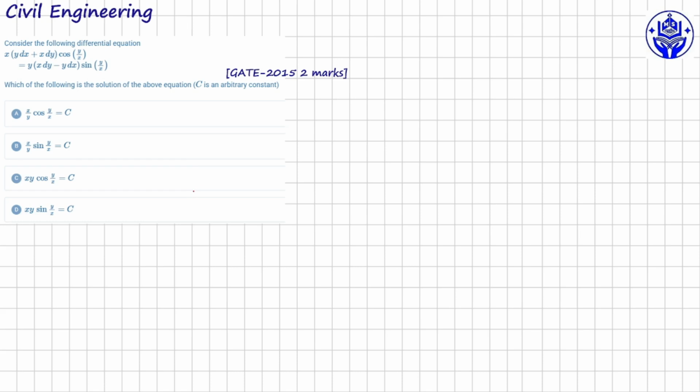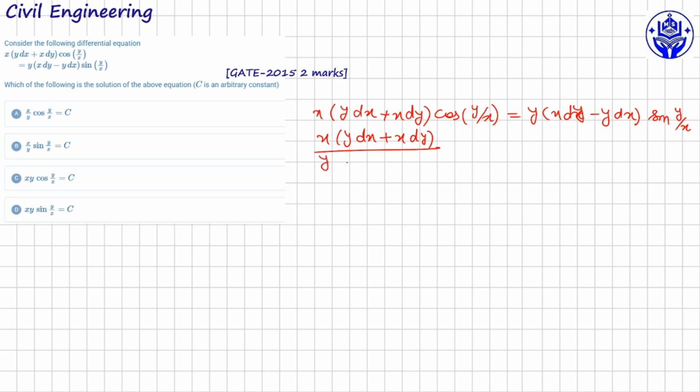Next question: consider the differential equation x into (y dx plus x dy) cos of y by x, and (x dy minus y dx) is sine of y by x. For this case, what can I do? I can write it as x dy minus y dx upon (x dy plus y dx) is nothing but sine of y by x upon cos of y by x. If I take y by x as v, then I am going to solve this.